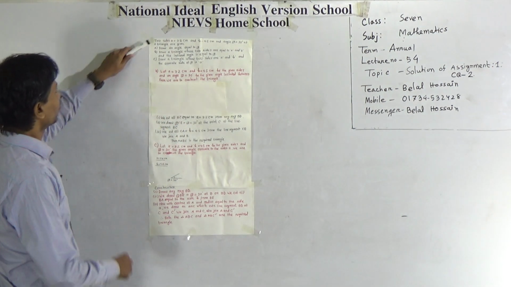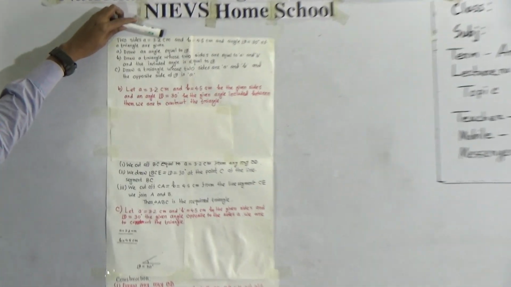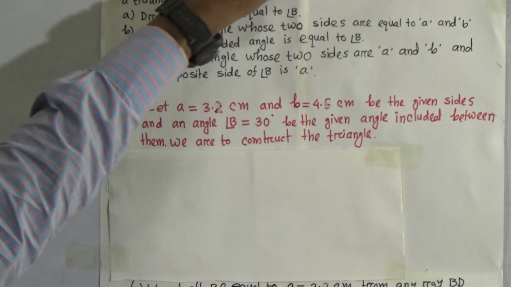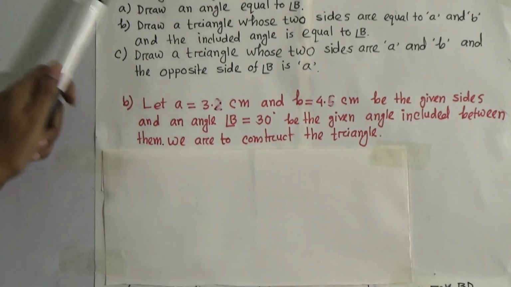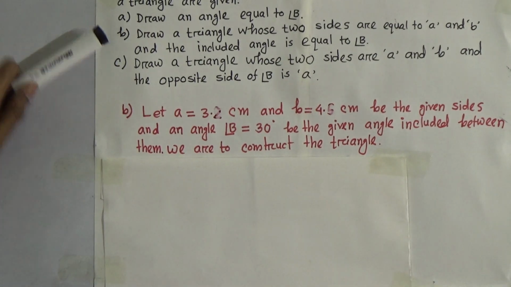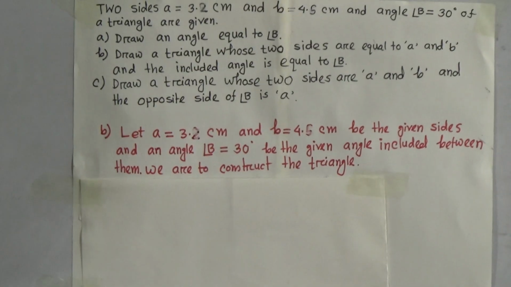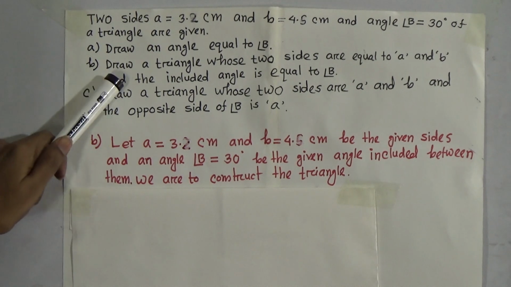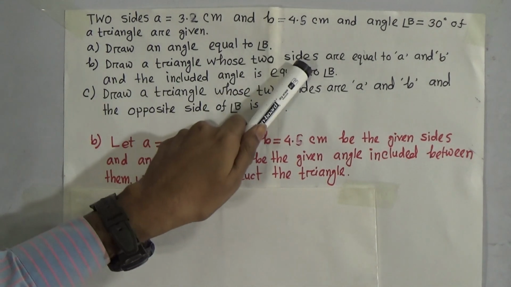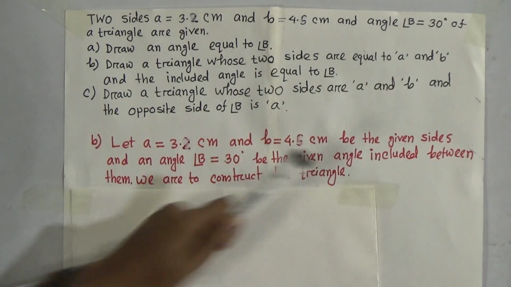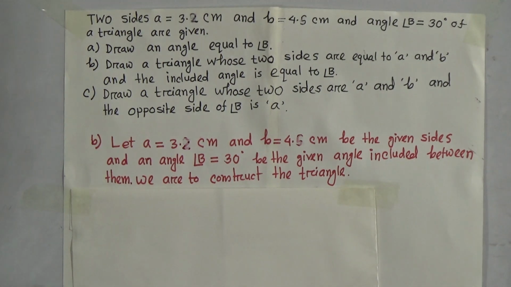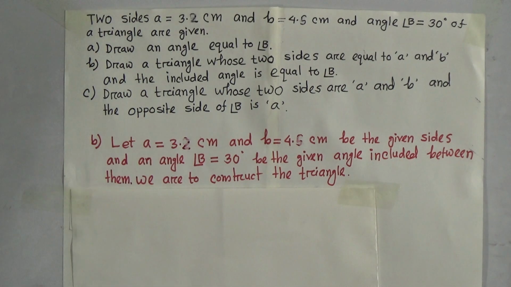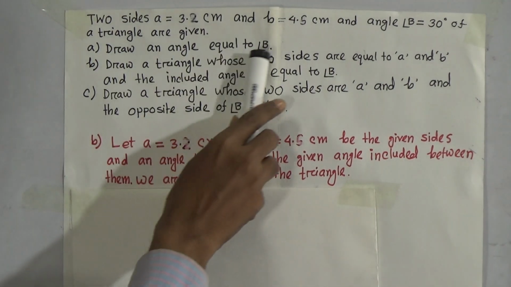Look, two sides A equal to 3.2 centimeter and B equal to 4.5 centimeter and angle B equal to 30 degree of a triangle are given. A number, draw an angle equal to B. B number, draw a triangle whose two sides are equal to A and B and the included angle is equal to B. Look, draw an angle equal to B.